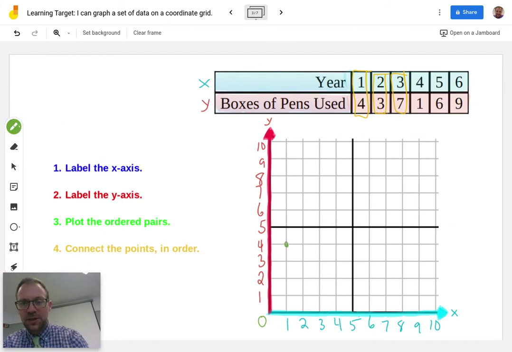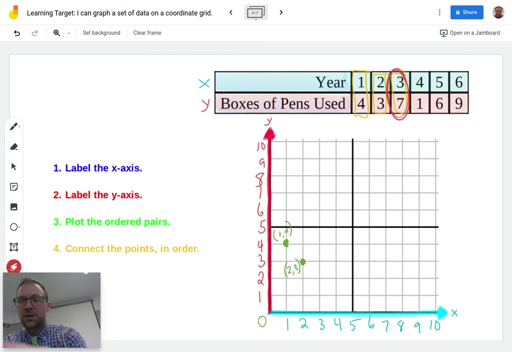I'm going to plot it in green to match the color of the step. This is step number 3. I'm going to label it 1, 4. And then I'm going to do my next ordered pair. That's 2, 3. So I'll go over to 2, up to 3, and I'm going to label it. Let's see, there it is. I'm going to label it parentheses 2, 3.